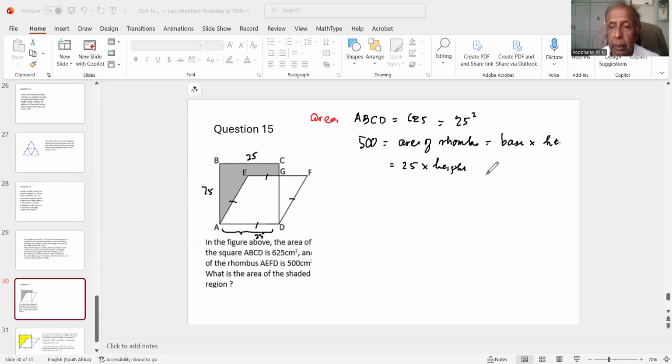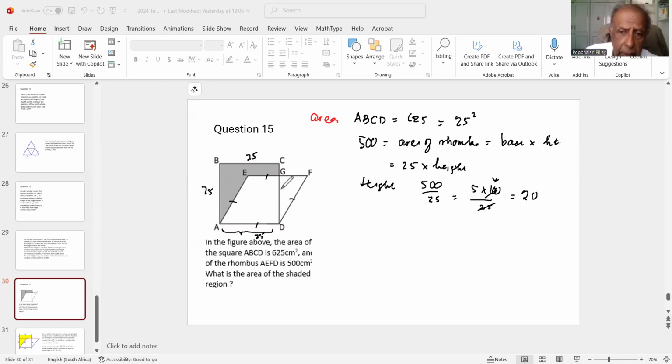So the height must be 20 because it's 500 divided by 25. 100 is 5 times 100. 25 goes into 100 4 times. 4 times 5 is 20. I do a lot of cancellation to make my calculations faster. So the height is 20.